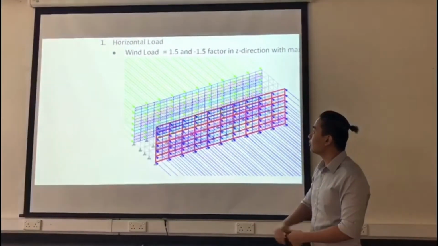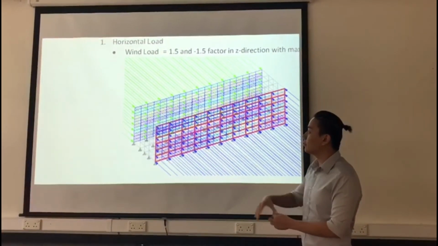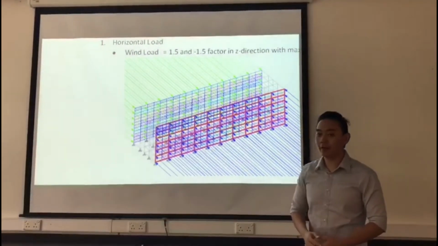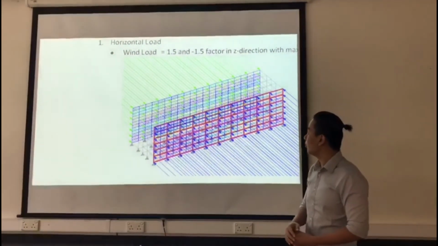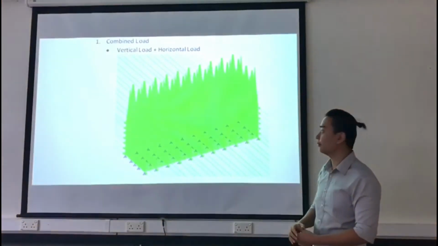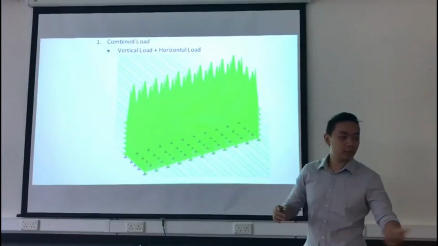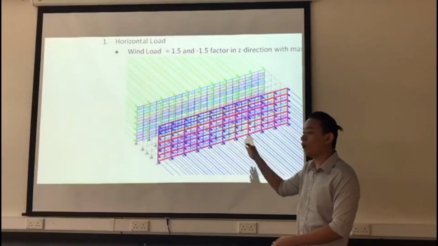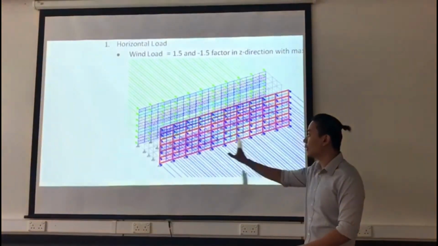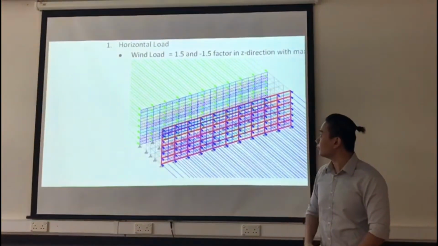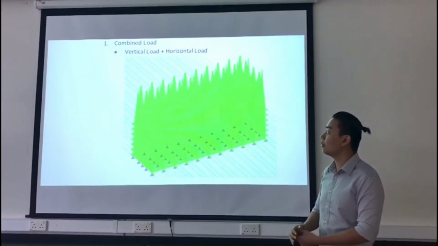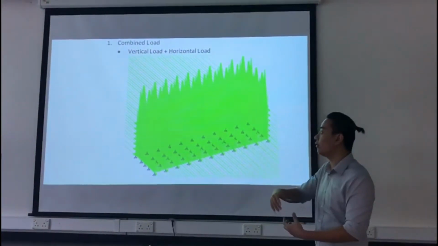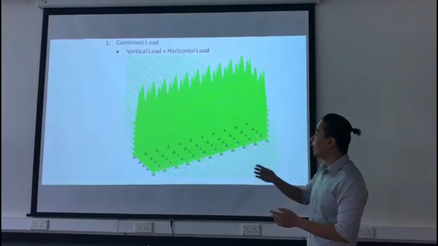Next. So this is the horizontal load, and we're assuming the wind load, which goes to 1.5 and negative 1.5 factor in Z direction with maximum. Yeah, so previous slide. So you can see here this is an illustration of how the force will go, the wind going through the structure. Next. So we have the last one, which is the combined load, which combines the first and the second, the horizontal and the vertical. You can see here the illustration of the force. Next.